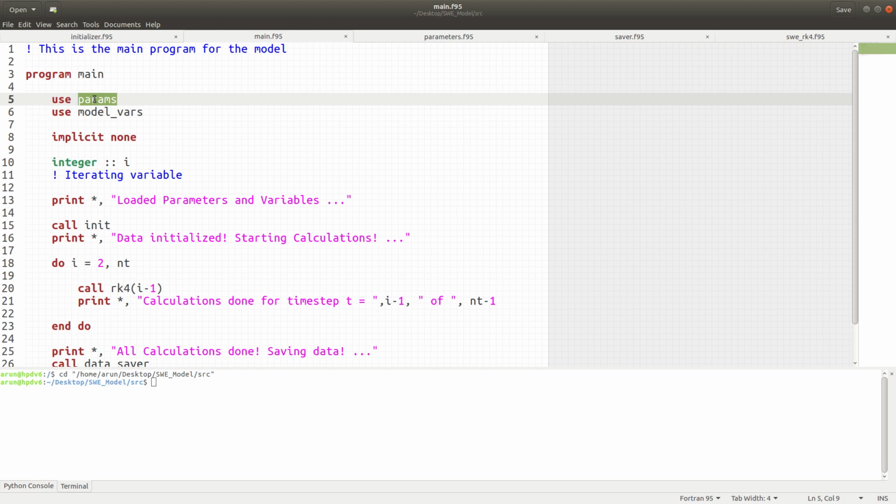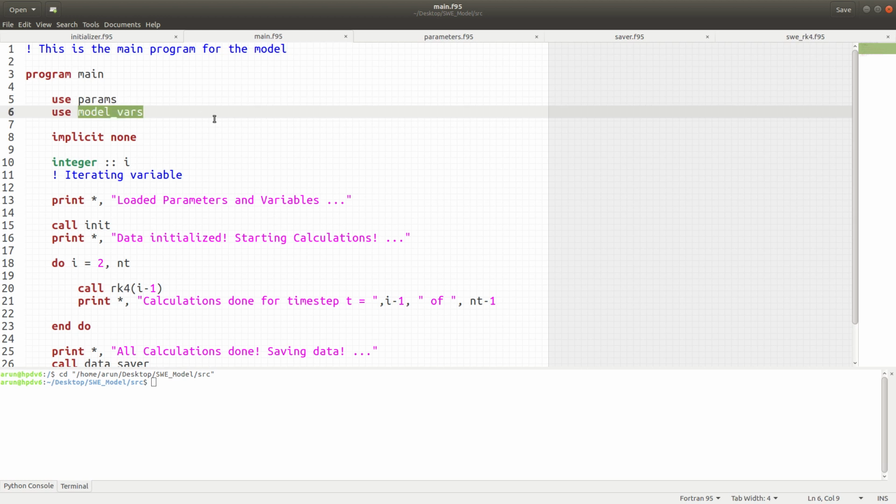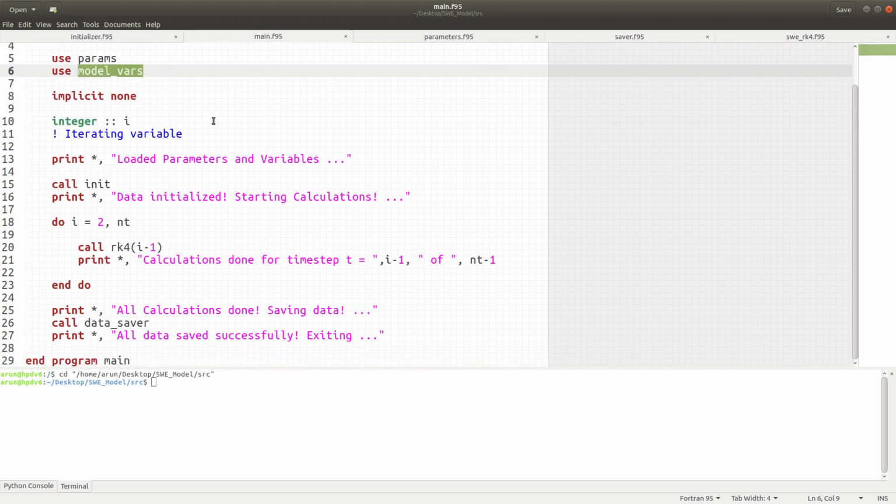This module contains all the parameters required for the program to run, and this one contains all the model variables, like the height, velocities u and v, and all other variables. So it's going to load them up. Then I'm going to call this initializer subroutine, which is going to set all the initial values, or the initial condition, for these variables.